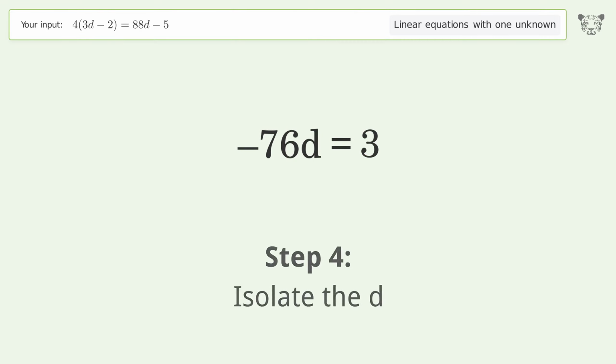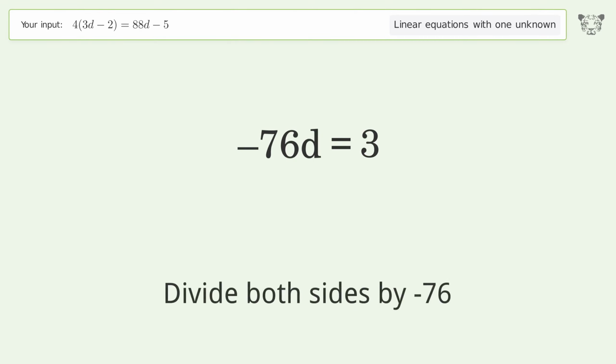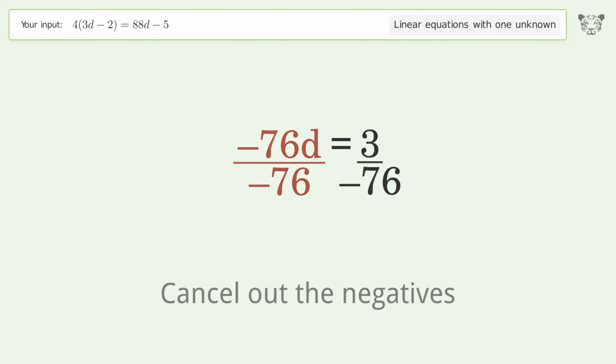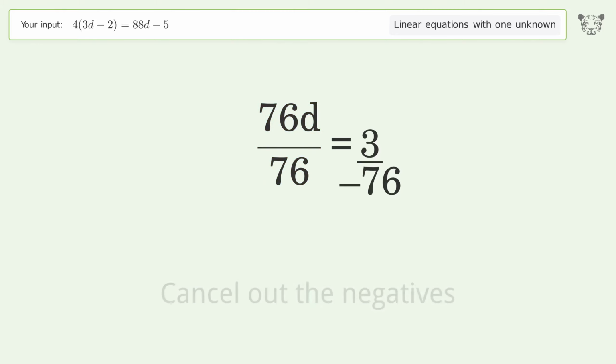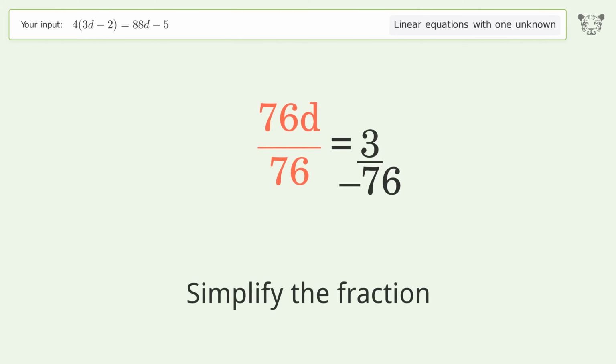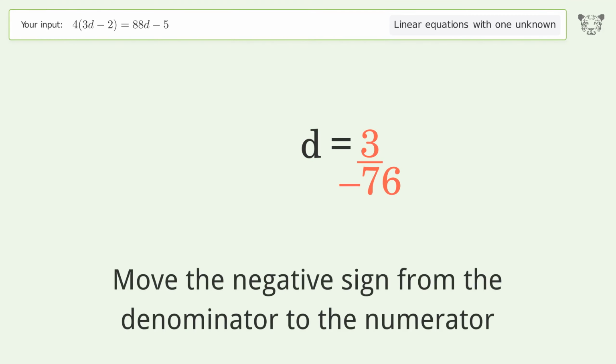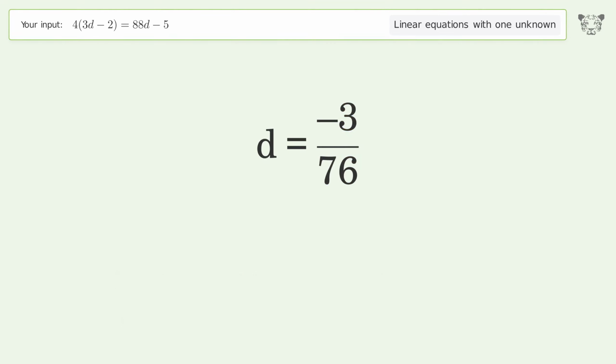Isolate the d. Divide both sides by -76. Cancel out the negatives. Simplify the fraction. Move the negative sign from the denominator to the numerator. And so the final result is d equals -3/76.